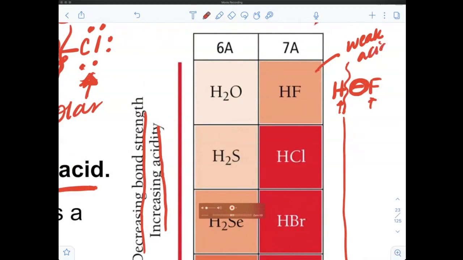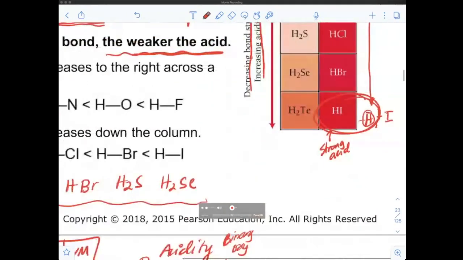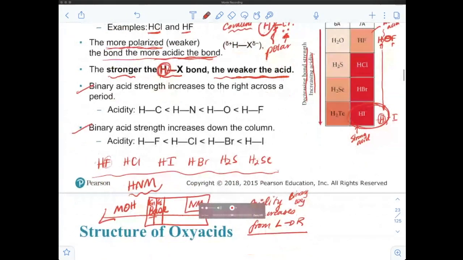This is judged as a weak acid because the strength of an acid is based on the ability of that acid to give off the H ion, the hydrogen ion, H plus. So with binary acids, the rule is going from left to right, you have increasing acidity. Going from top to bottom, you have increasing acidity, with this being the most acidic. That rule was stated here and here, so we can now move on.